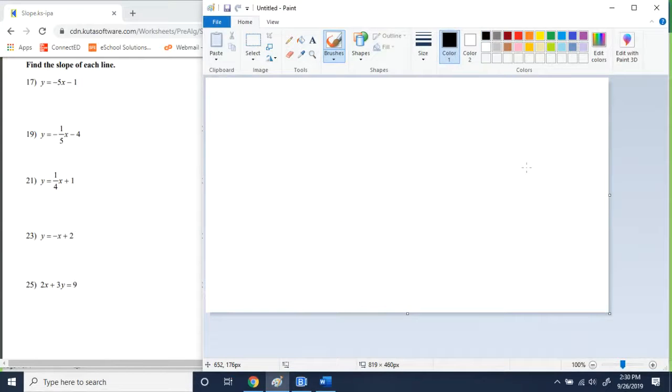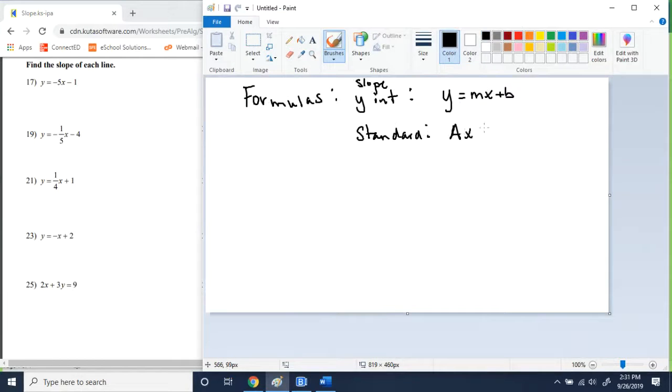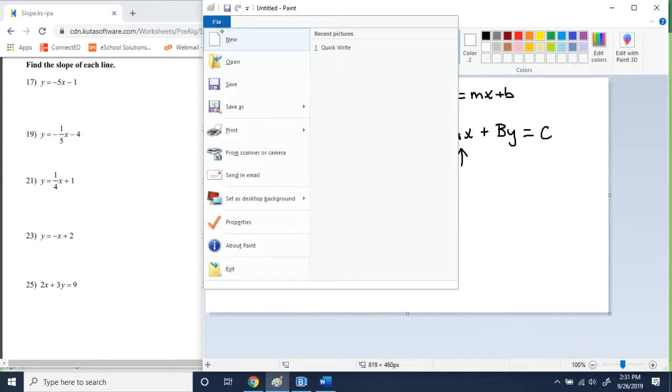So that's how we're going to find slope with a pair of points. Okay, understanding these two formulas, we have that slope y-intercept form, which is y equals mx plus b, and then the standard form, ax plus by equals c. We always want this to be positive and 1. So let's take a look at some examples.